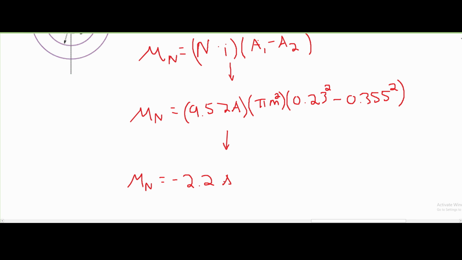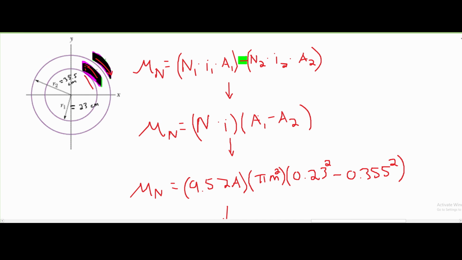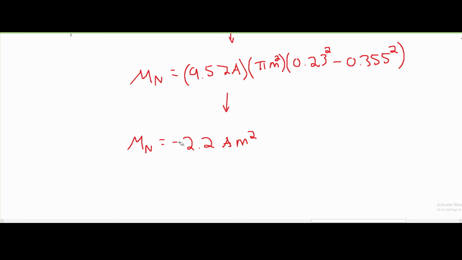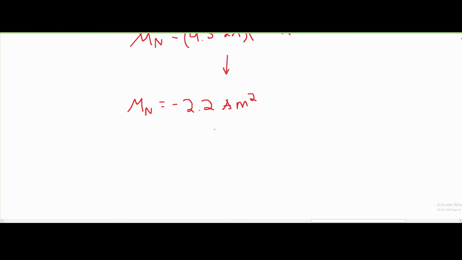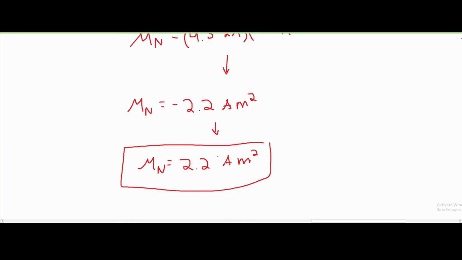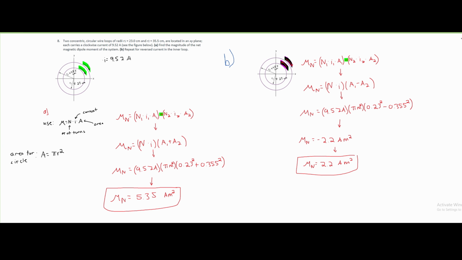2.2 amps times meters squared. The negative is just the direction. It's basically saying that it will be going in this direction. There's more current flowing in this direction because of the radius, and since it's just direction, we don't need that in our answer, and we can write our final answer as being approximately 2.2 amps times meters squared. And that is all the work for number 8.